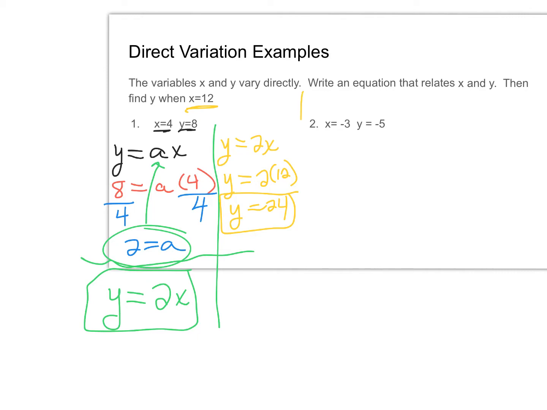Okay, so let's look at the next one. We start with our function y equals ax. I'm going to substitute negative 3 for x and negative 5 for y. Negative 5 equals a times negative 3. Divide by negative 3.